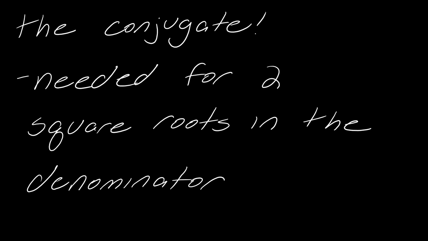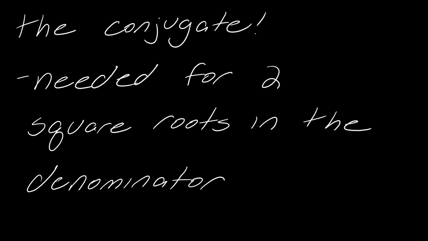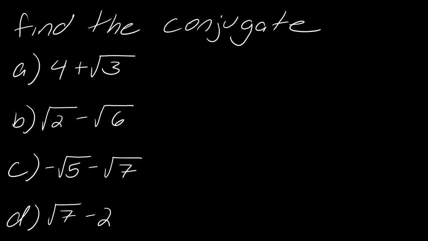And this is something that we're going to need when we have 2 square roots in the denominator. So before I had 1 square root in the denominator, and now we're going to move on to 2 square roots in the denominator, which is honestly also a pretty simple case to deal with. So all the conjugate is, and I'll show you why we need it in a second, is you just take whatever sign is in between your 2 terms and you flip it.